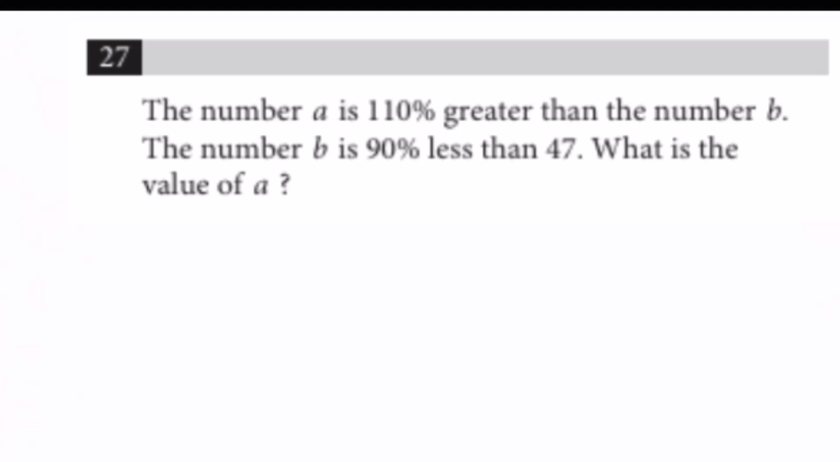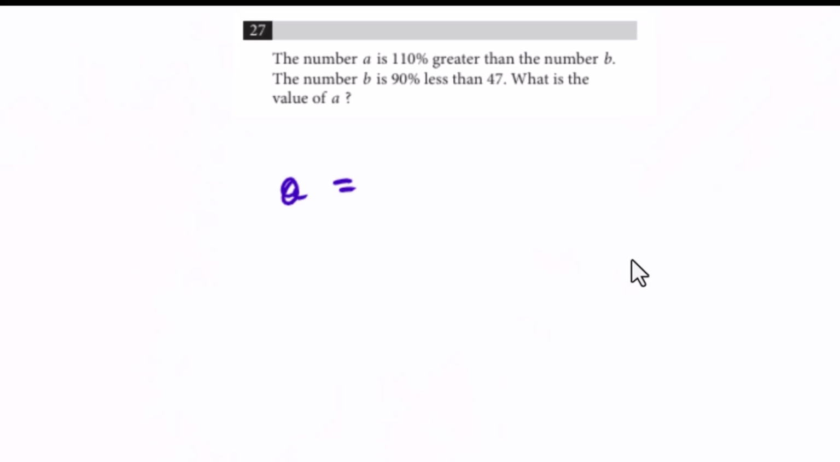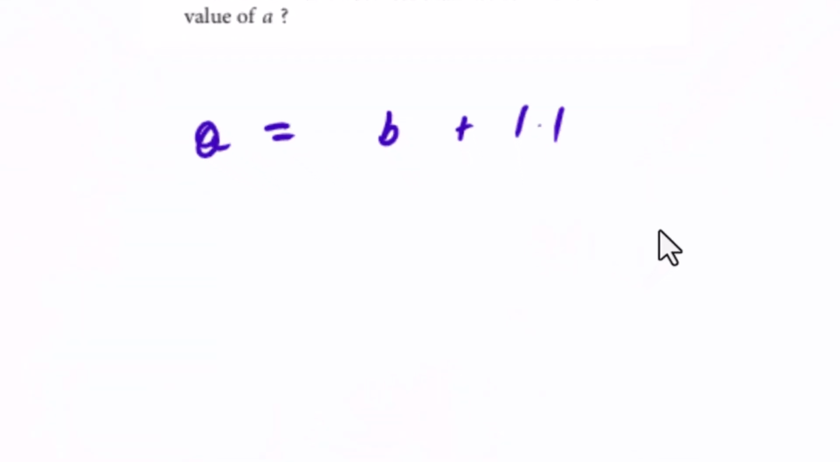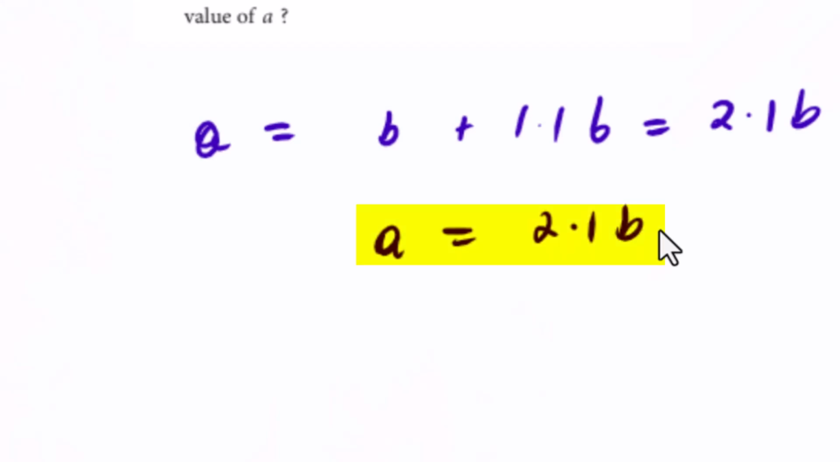So A, write the correct equation, is going to be equal to, now let me just write this as B. We're increasing by 110%, so it's going to be plus 1.1. 110% is the same as 1.1. B, which is going to be equal to 2.1B. So A is going to be equal to 2.1B. Got to be very careful with that.